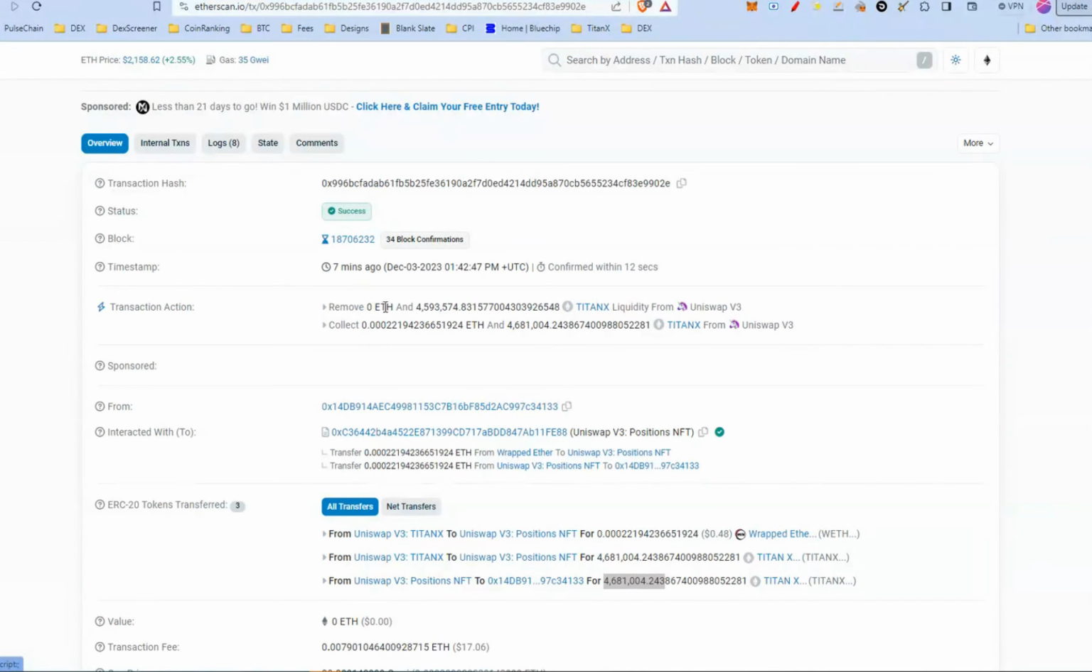The first one you see, I removed 0 ETH because I had 0 ETH in there and 4.59 million TitanX. I'm collecting ETH. Why? Because this is part of the fee, which I also get because I'm a liquidity provider. I also get part of the fee in TitanX as well. So you can see here is 4.5. The fees of TitanX are added in here as well. And you can see here, this is the ETH fees, which I got to this address. Here, this is the TitanX I got.